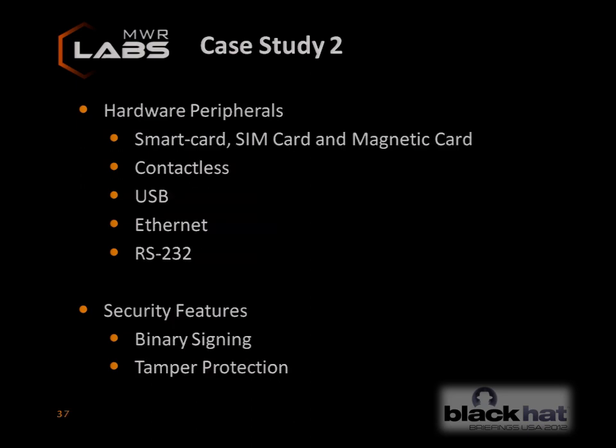The hardware peripherals add to the attack surface. Some of them have a smart card reader, SIM card reader, magnetic card reader for the signature payments. They can also have contactless payments if NFC hardware is plugged into it. They will have a USB port, Ethernet port, and RS-232. There are two interesting security features in this payment terminal. The first one is binary signing for the payment application, to protect against payment application tampering for malicious purposes. The second is a physical tamper protection mechanism, which is a pain if you drop the device on the floor.